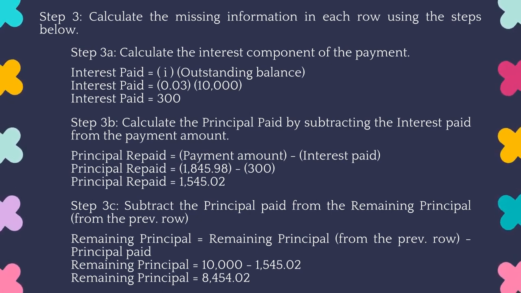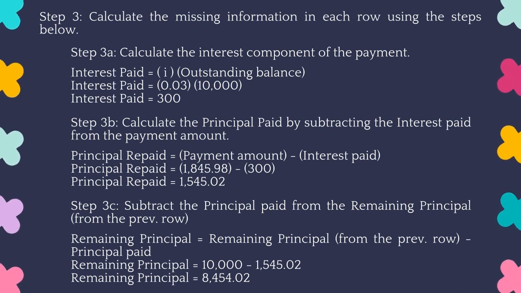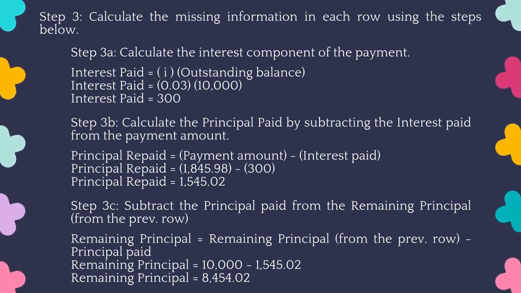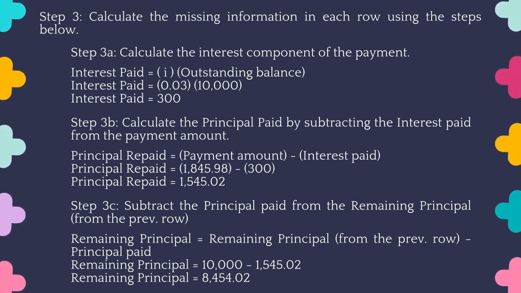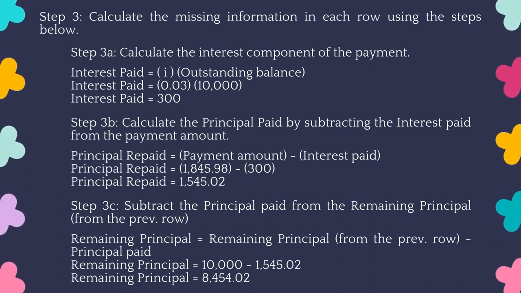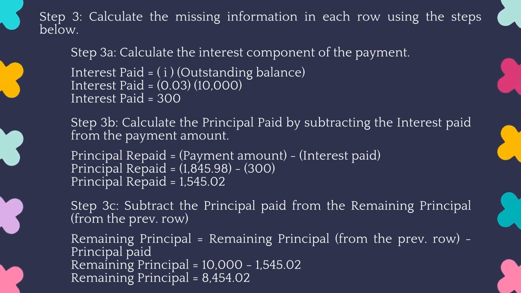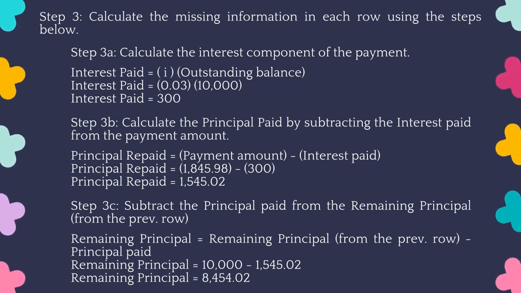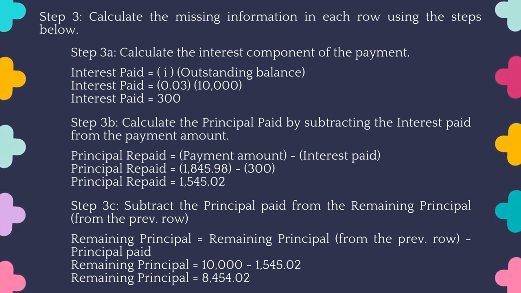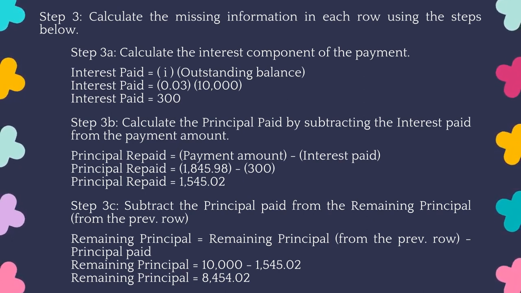So step 1, calculate the interest component of the payment. Interest paid equals the J, which is the 0.03, times the outstanding balance, which is the $10,000, to get the interest paid, which is the 300.